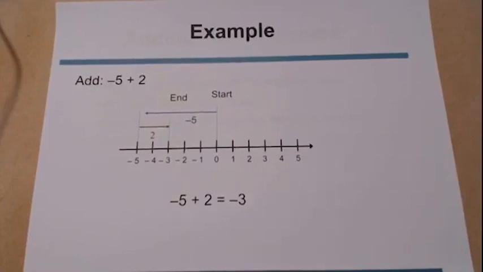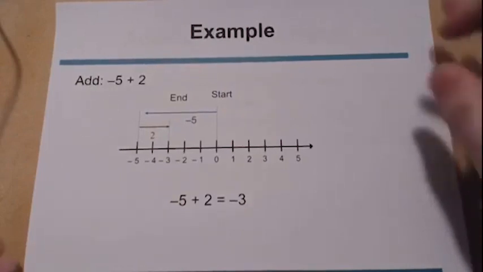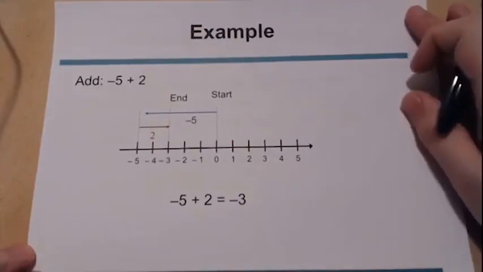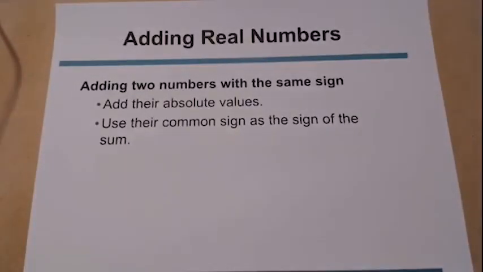But it's not always convenient to think about the number line, so we're going to go over some additional rules to help us get our answers. If we're adding two numbers that have the same sign, we're going to take their absolute values and add them, and then use the common sign as the sign of the sum. So our answer gets the sign that is common to both.